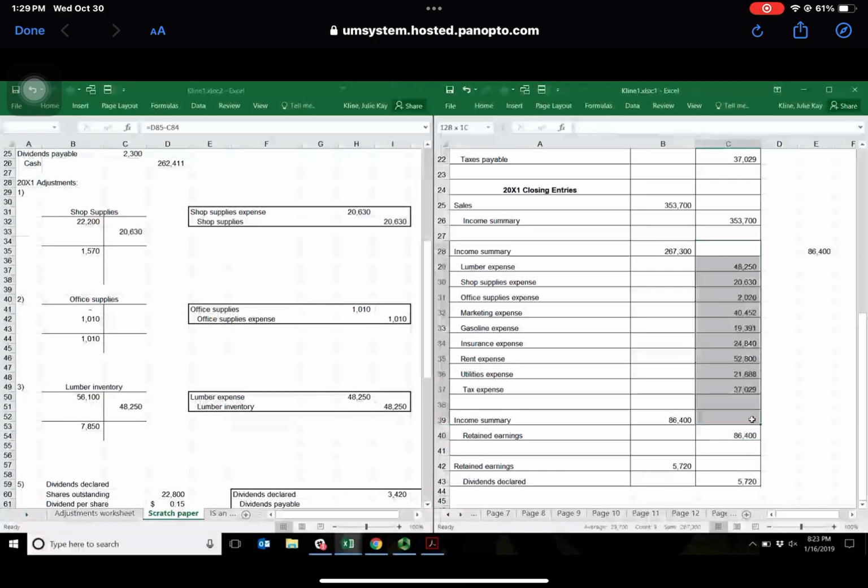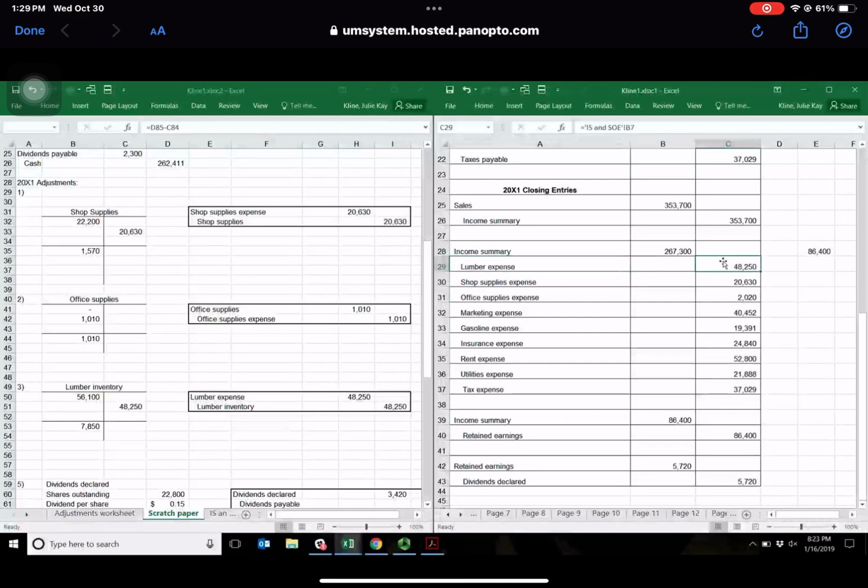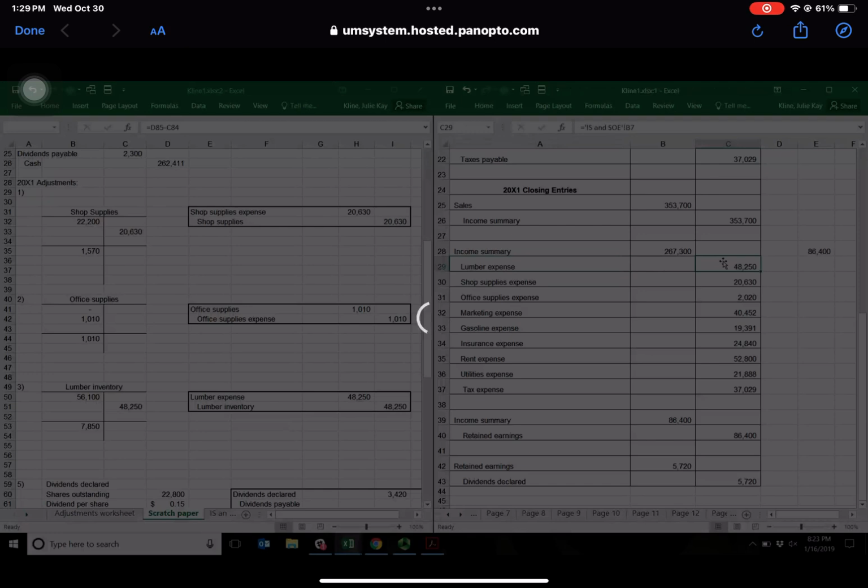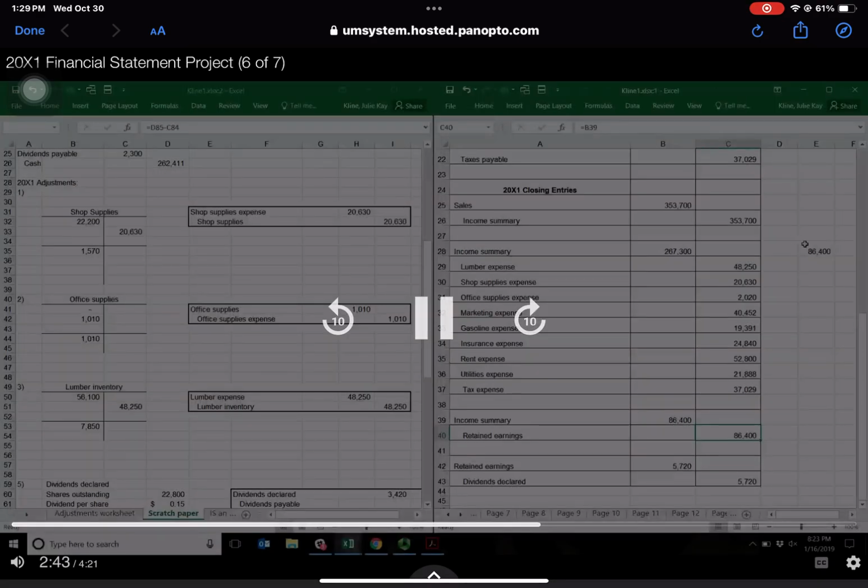And then you close all the expense accounts, right? Normal debit balance to close them. You'll credit them, take them to 0. So next earnings. Get all these posted in the ledger.